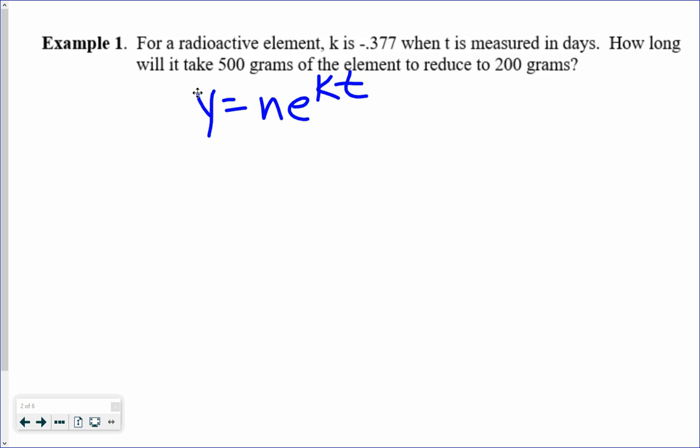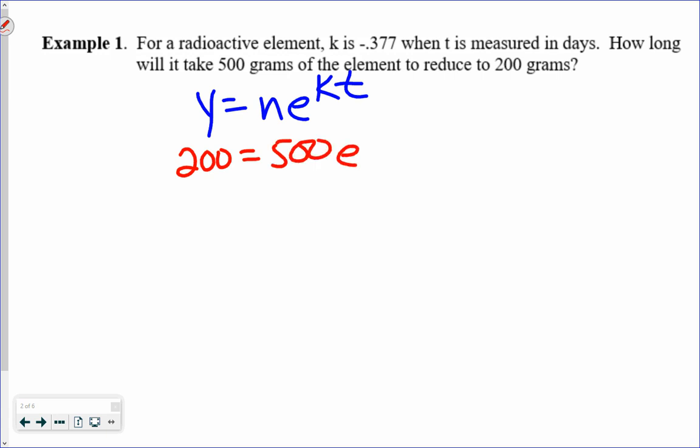Y is supposed to be the end amount, correct? Well, what is the end amount in this problem? Very good. A lot of students want to say 500 because we're used to things getting bigger. But in the end, there's only 200. So the end amount is actually 200. N is the beginning amount. Well, if 200 is what we ended up with, 500 has got to be the other one.